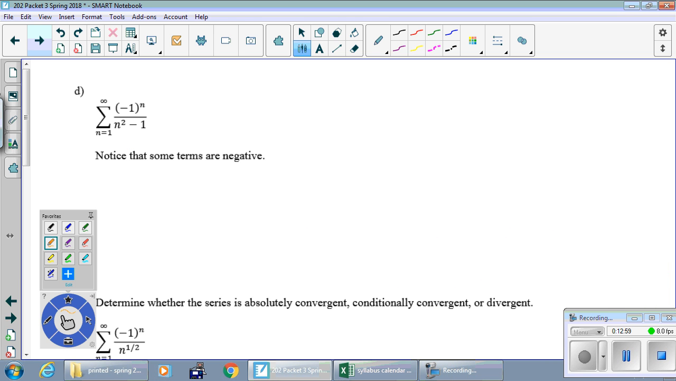Next page, part D, negative 1 to the n over n squared minus 1. We're actually going to fix this here and make this n equals 2. That's what it should have been. Okay, so what do we see here? Well, that negative 1 to the n is a telltale alternating series, and so we're going to try the alternating series test because of the alternating nature of this series.